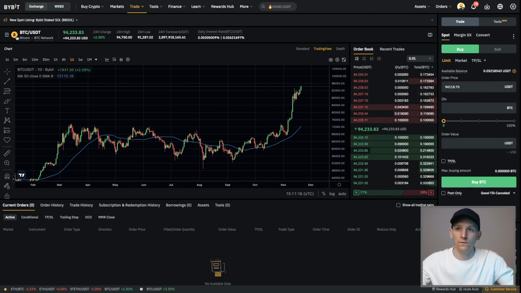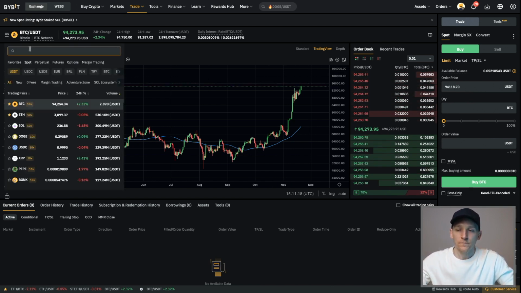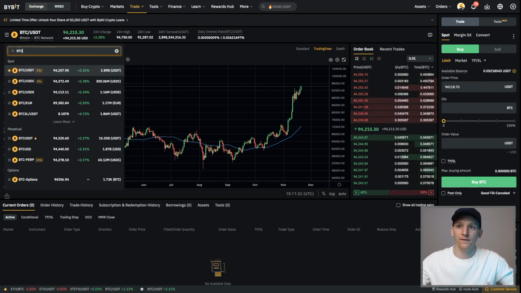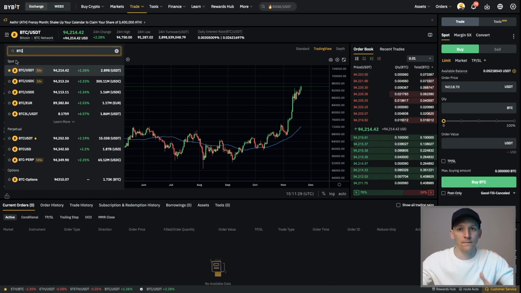So in the top left-hand corner, we can search for it. So let's say I want to trade some BTC. What I can do is search for all of the trading pairs. So what does Bitcoin trade against? Right here, it tells me in the spot market, that's what we want to trade.